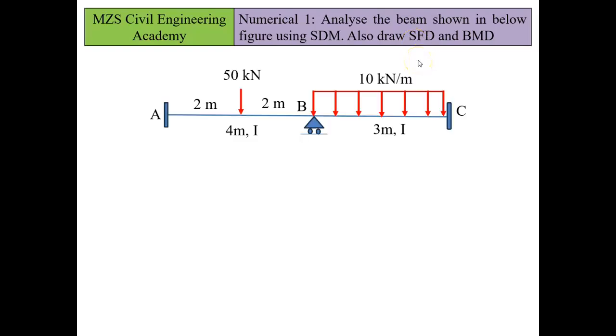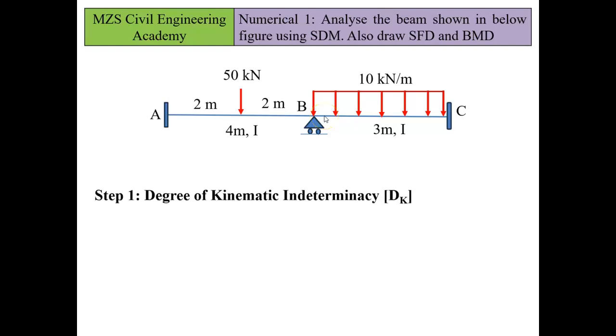The given beam is a two-span continuous beam where A and C supports are fixed supports and B is the intermediate support. The AB span is 4 meters with moment of inertia I, and the BC span is 3 meters with moment of inertia I. Within span A to B, a point load acts at mid span, whereas for span BC, there is a UDL of 10 kN per meter.